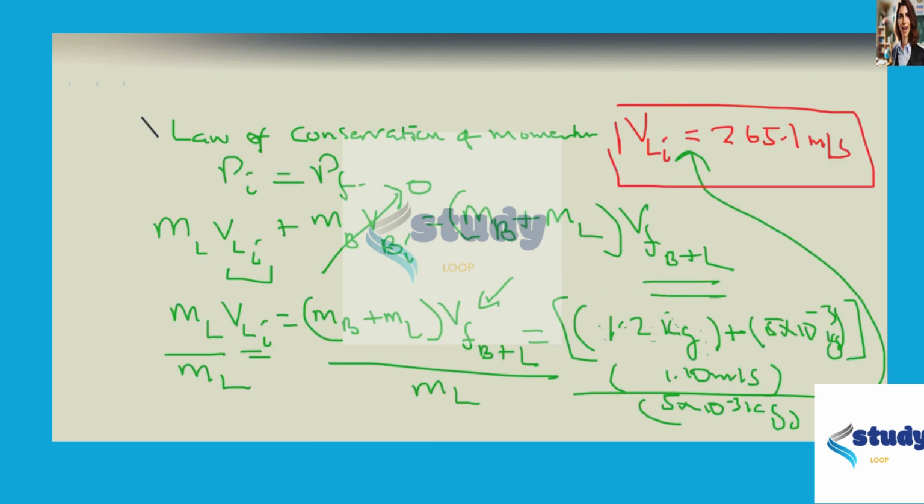And then you go back and use the law of conservation of momentum, because your goal is to find the initial velocity of the bullet. So you reorganize the problem. On one side, you have the initial momentum, and then on the other side, you have the final momentum. You solve for the velocity of the bullet using algebra.